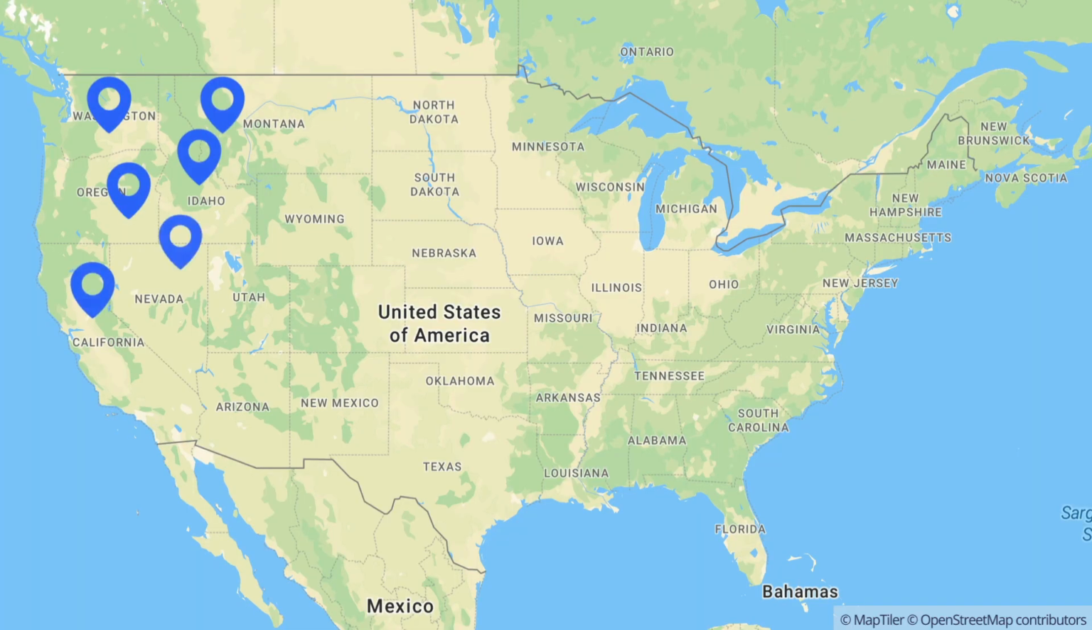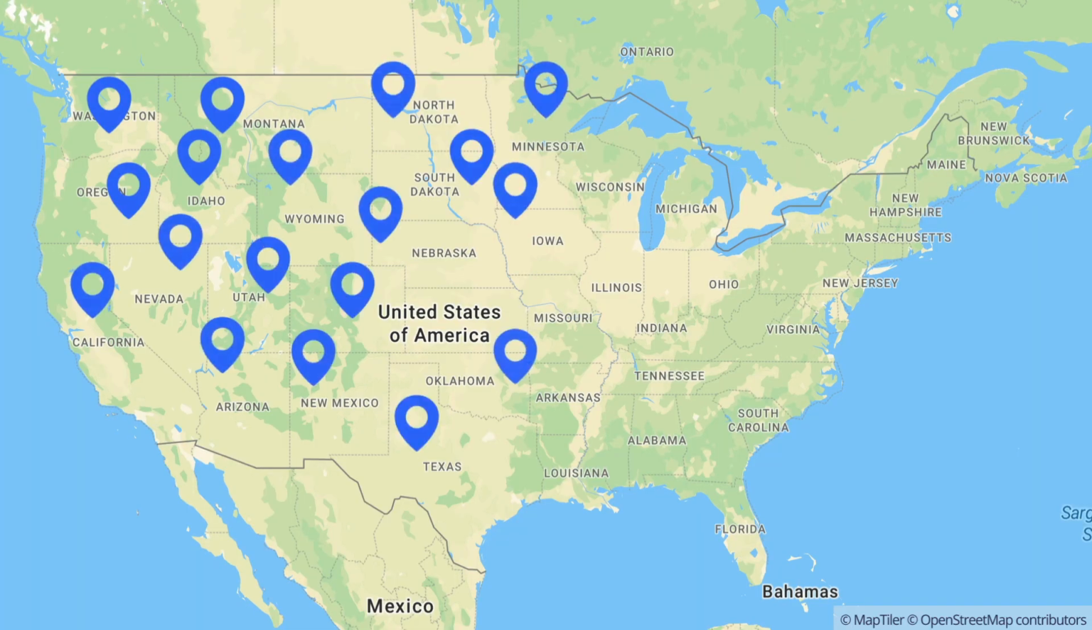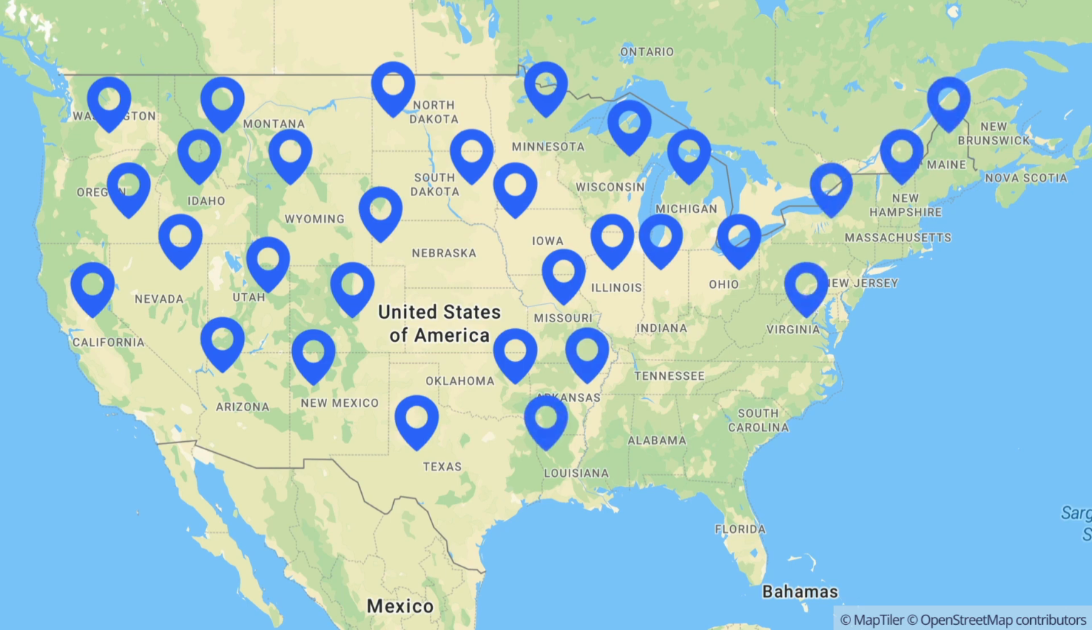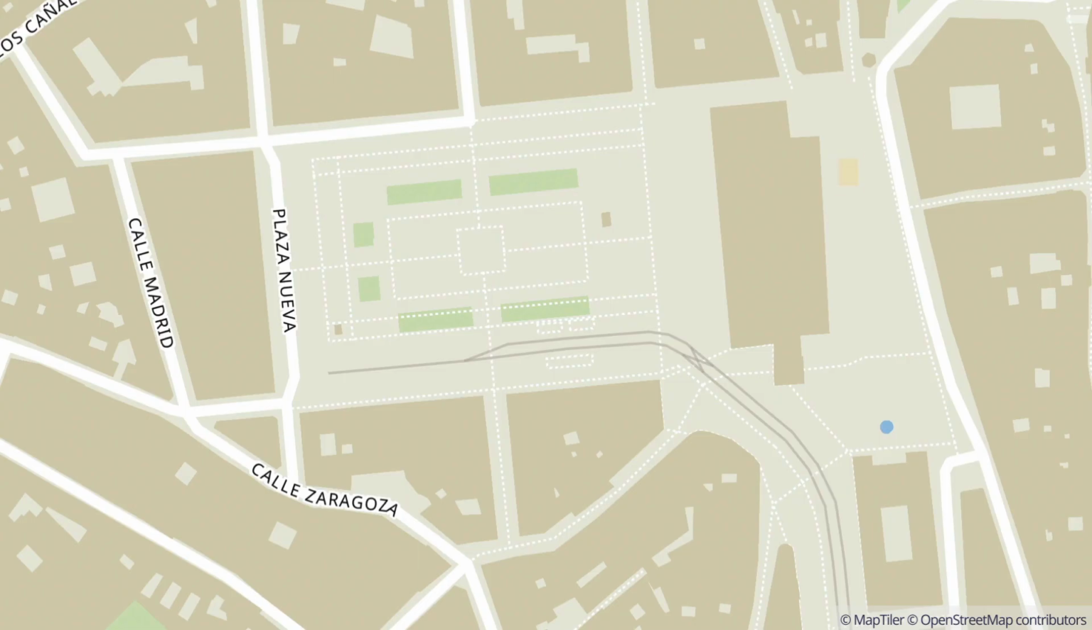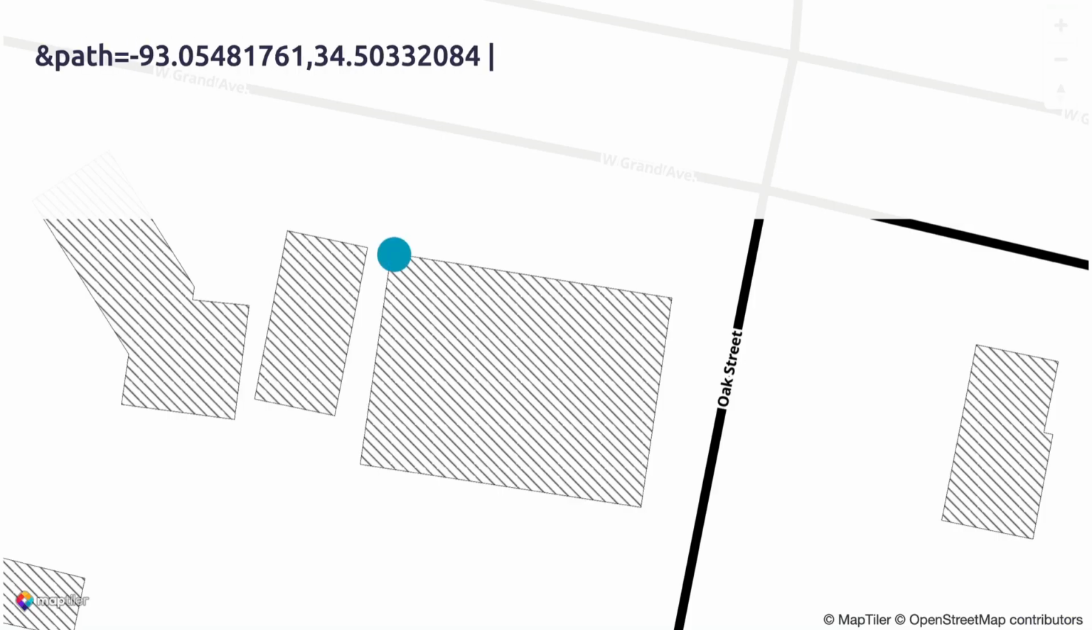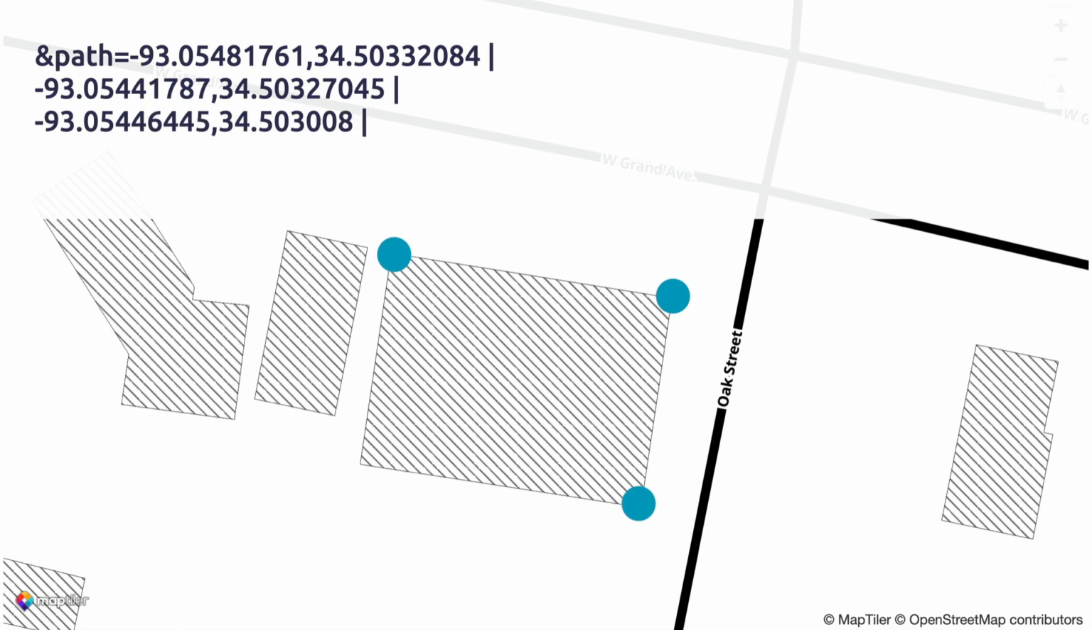parameter. The Static Maps API also allows you to add extra geometry, like points for store locations, polylines to show the routes that trains take, or polygons to show zones where your customers can park their bikes. Simply define them with coordinate pairs, separated by pipe symbols.